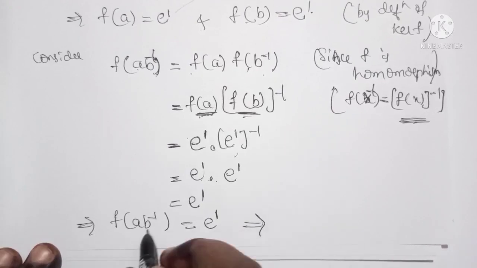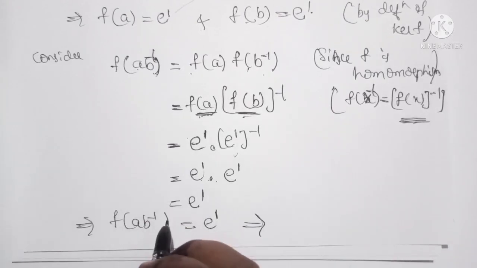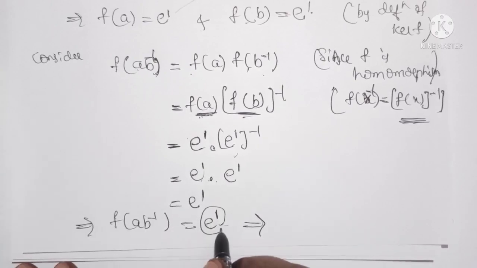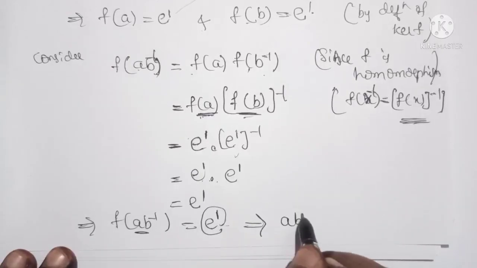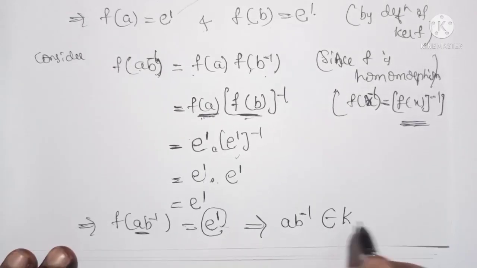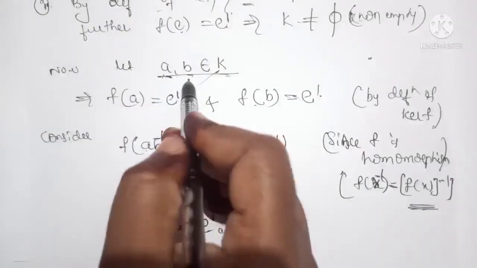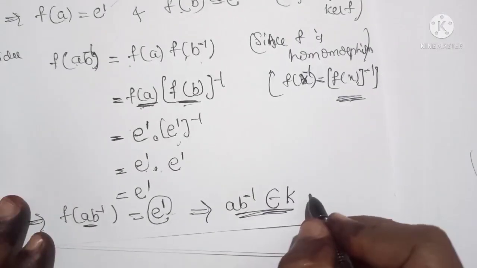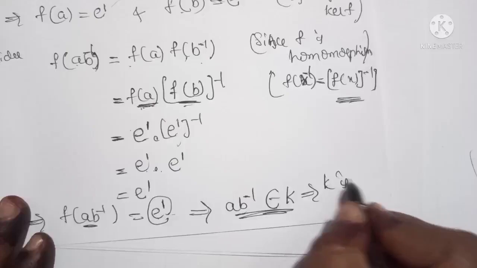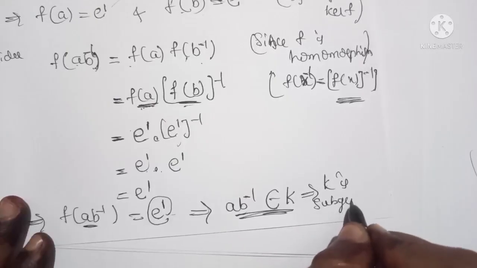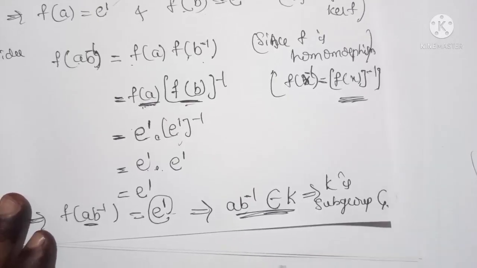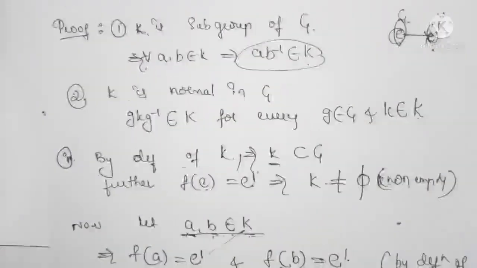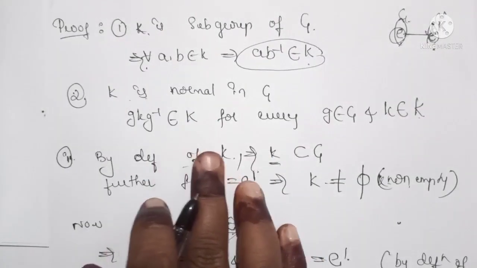It implies that since we are getting the image of an element equal to E dash, this element belongs to K. So we started with all A, B belongs to K, and we have proved that AB inverse belongs to K. Hence we can say that K is a subgroup of G.